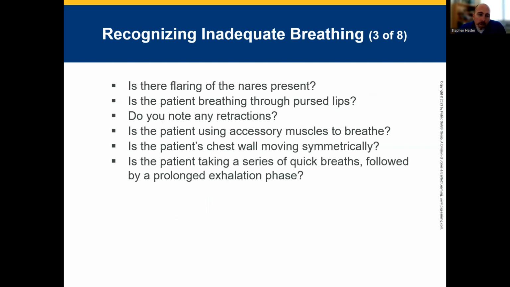Nasal flares present. Are we breathing through pursed lips? Our COPDers, emphysemas? Do you see any retractions? Is the patient using accessory muscles to breathe? Is the chest wall moving symmetrically? Or is the patient taking a series of quick breaths followed by a prolonged exhalation, which is classified as Kussmaul's? And that's usually your diabetic patients.